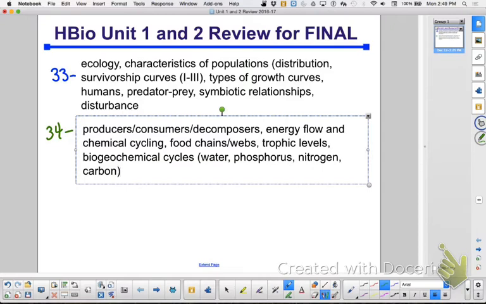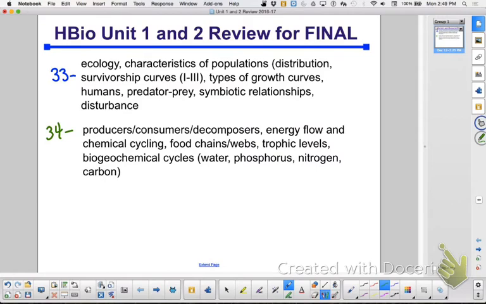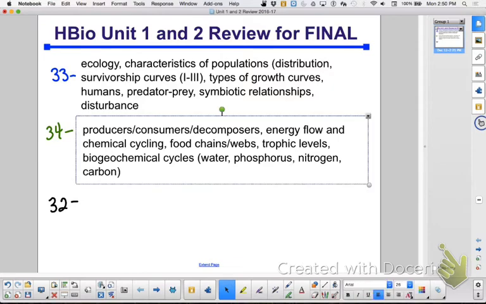Okay. And then the next chapter we talked about in Unit 1 was Chapter 32. Okay, and Chapter 32, if you recall, that was all about behavior. And so the first things we talked about, let me just get something here so I'm the same font.